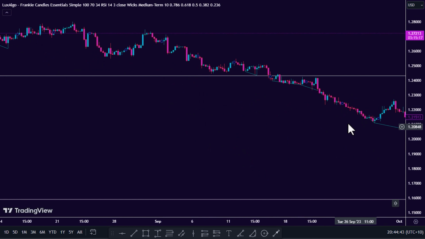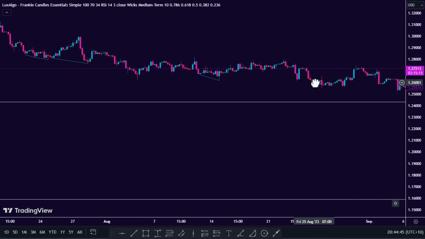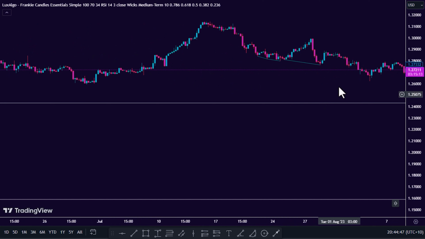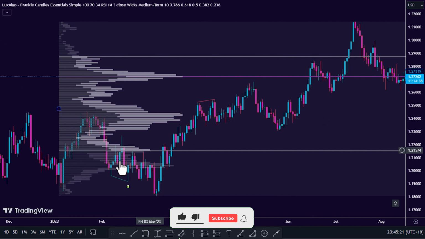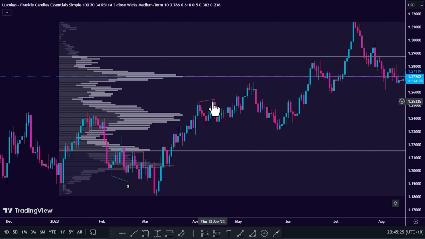Users can also filter out divergences based on the point of control, POC, using the filter according to POC setting, with bearish divergences located below the POC or bullish divergences located above it being filtered out. How can traders use the Frankie Candles Essentials Divergence System to initiate sell entry in the market?